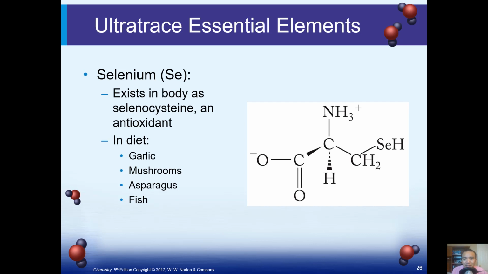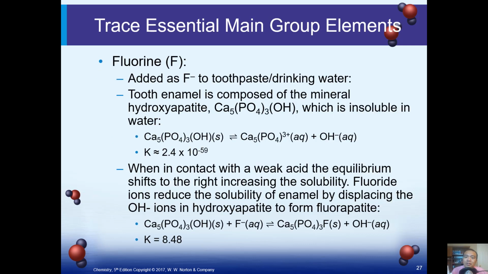And there is evidence that there is a minimum dietary requirement for the intake of selenium, although too much can lead to toxic effects. The dietary sources of selenium include garlic, mushrooms, asparagus, and fish. The only trace essential main group elements are fluorine, iodine, and silicon.